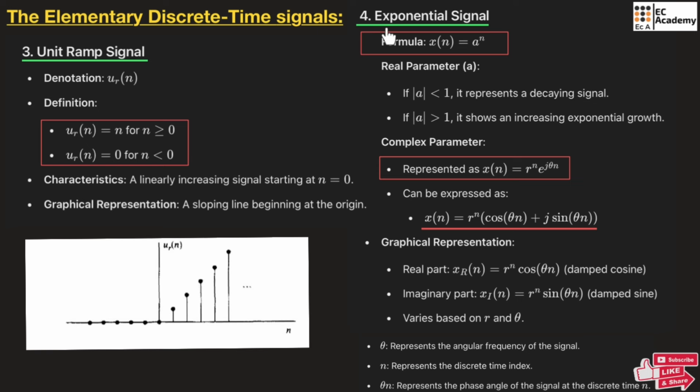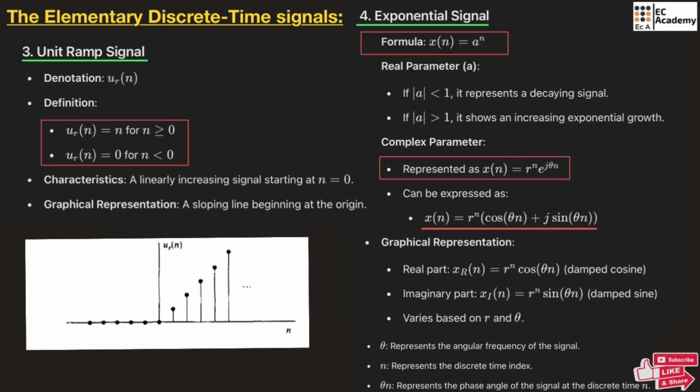Next elementary signal is exponential signal that can be represented as x of n is equal to a to the power of n. In this formula, if the value of a is less than 1, it represents the decaying signal, and if the value of a is greater than 1, it represents the increasing exponential growth of the signal. So this you need to remember. In this formula, if the value of a is less than 1, it represents the decaying signal, the signal which is decreasing. And if the value of a is greater than 1, it shows the increasing exponential signal.